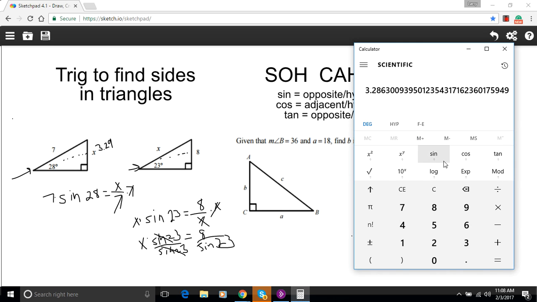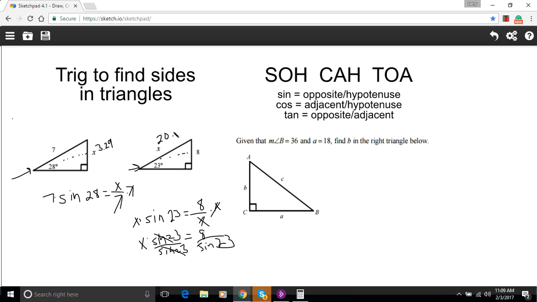The way to do that on most calculators is to punch in 8 and then the divide. Then you can punch in 23 and take the sine. It'll do the sine before you do the dividing. And when you hit equals, it'll all come out. So that's 20.47. So this side here is 20.47. And that looks reasonable too. If this side is 8, that side could be 20.47.